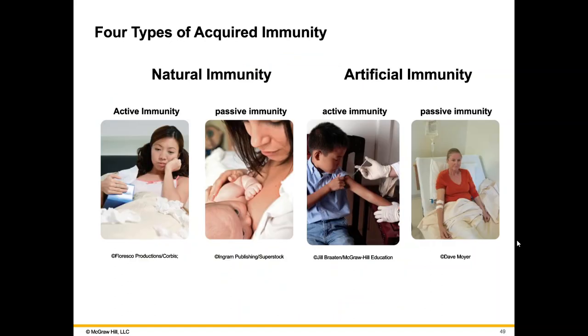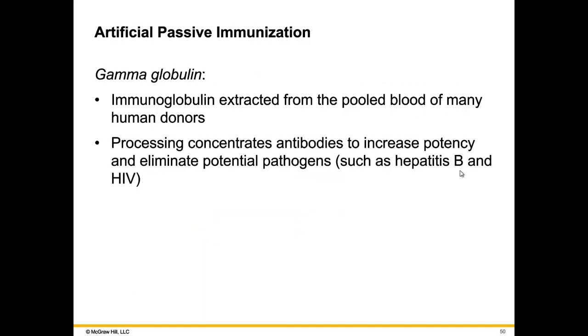So here we see some pictures to go along with that. Our active natural immunity, where we get sick. Passive natural immunity, where we are passing our immunity via antibodies through breast milk. Artificial immunity, where we can do it actively via vaccination, or passive immunity, which is artificial if we are giving a patient antibodies. Now let's talk about that artificial passive immunization where we're giving a patient antibodies.